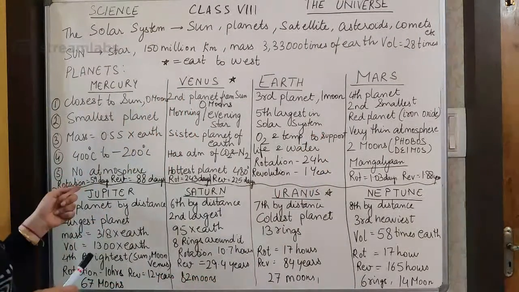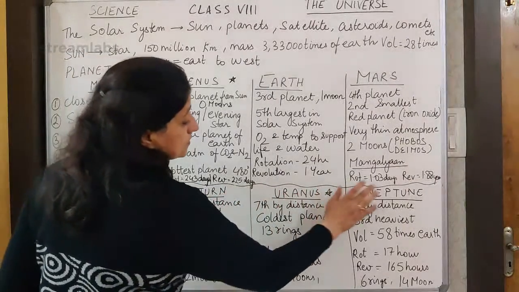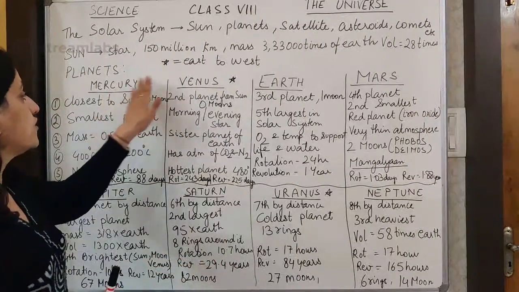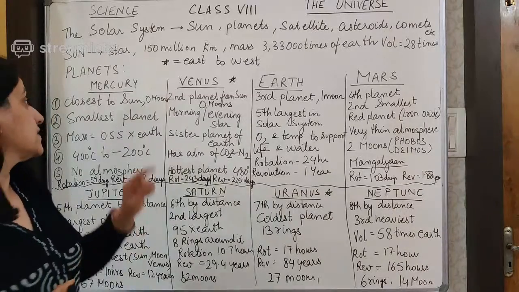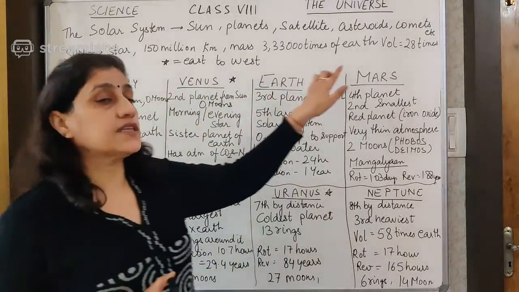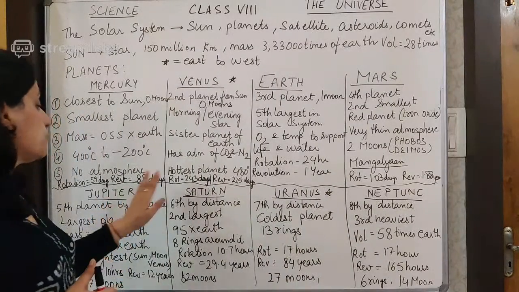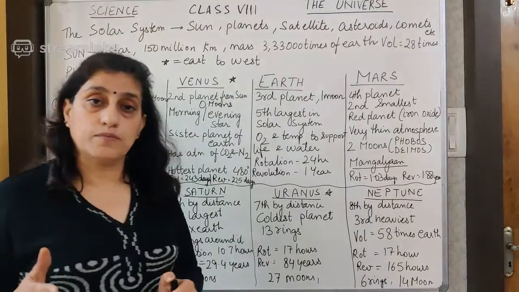Now we are coming to the next 4 planets: Jupiter, Saturn, Uranus and Neptune. Before I begin with these, I will tell you that the first 4 planets, Mercury, Venus, Earth and Mars, are referred to as the inner planets. And Jupiter, Saturn, Uranus and Neptune are called the outer planets.